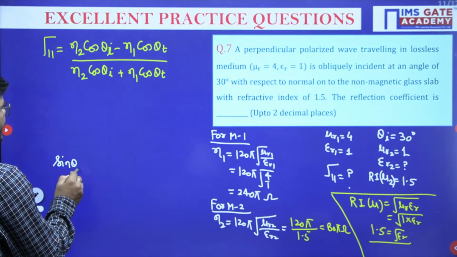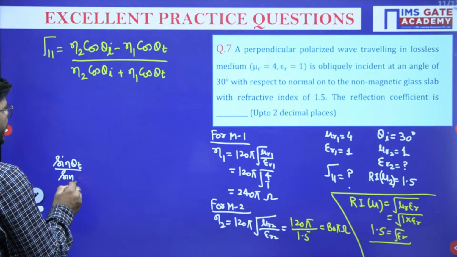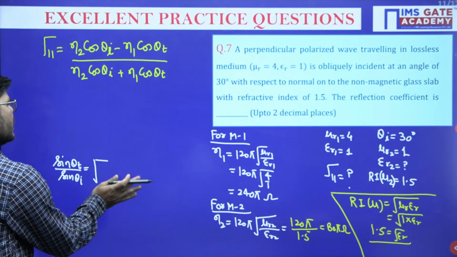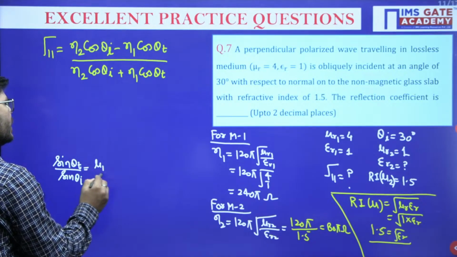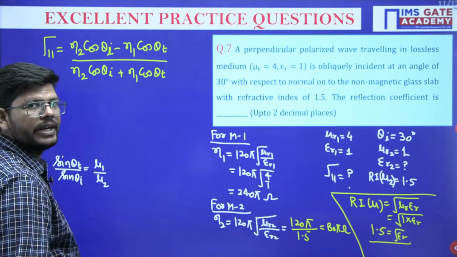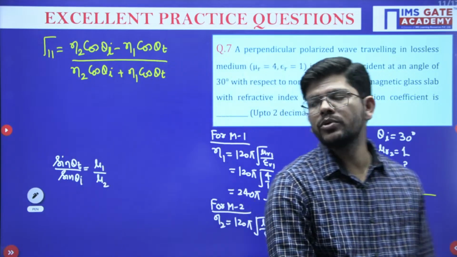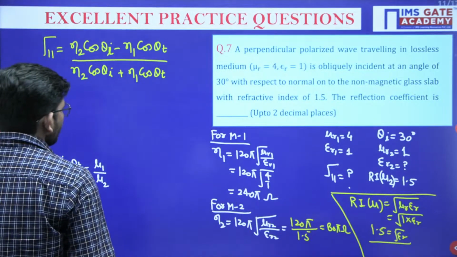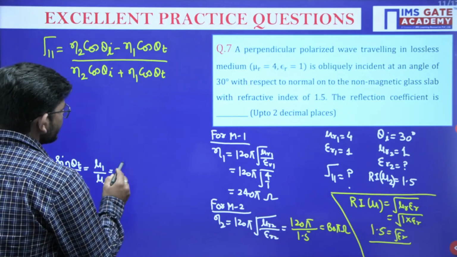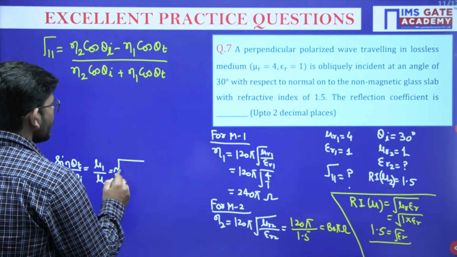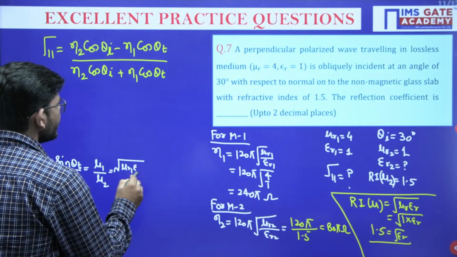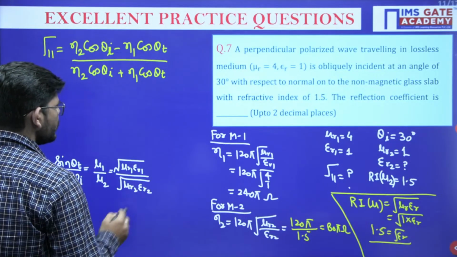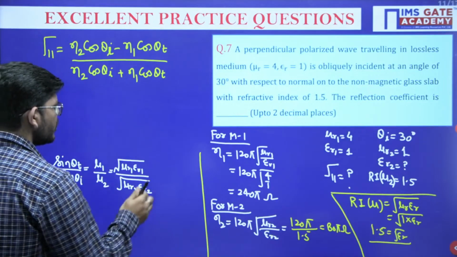Now you know that sine theta t divided by sine of theta i is equal to mu 1 upon mu 2. Both are refractive indexes. Now mu 1 upon mu 2, how to find these? Mu 1 upon mu 2 means this will be under root of mu r1 epsilon r1 divided by mu r2 epsilon r2. Just put the values.